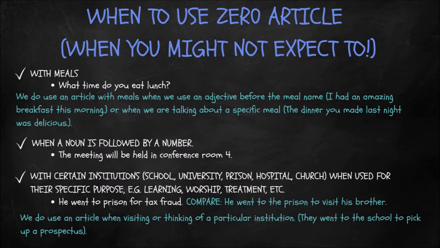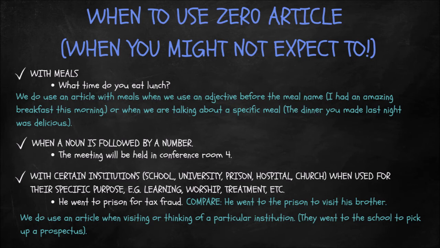So in the first sentence, the person goes to prison to serve their time as the punishment for the crime that they committed. They go there for the purpose of the prison, which is a form of punishment and also for rehabilitation as well, to go back into society depending on the crime committed. And in the second sentence, the brother isn't a prisoner, so we can't say he went to prison. We have to say he went to the prison. We know which prison. It's the prison where his brother is. And as he's going as a visitor, not for the purpose of the prison, we use the.